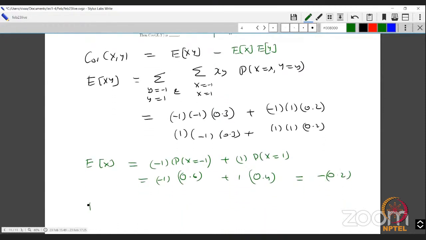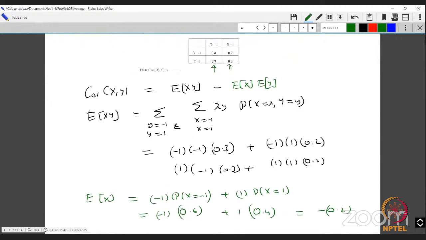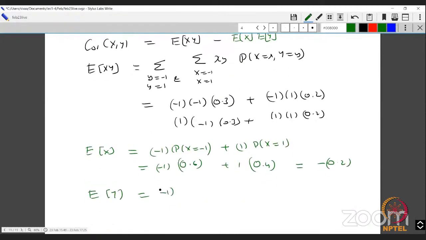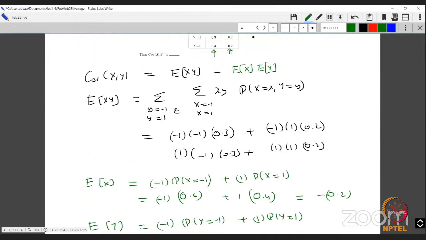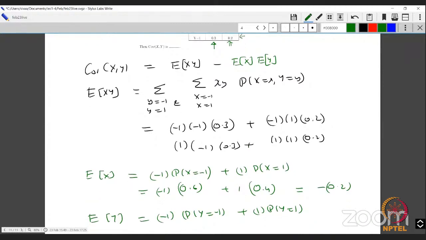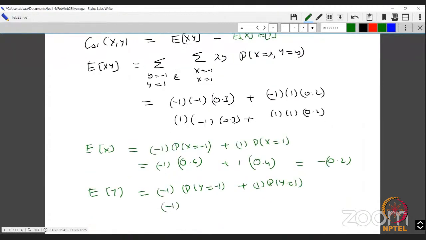The other thing you could do is E of y, which is the same thing. Y takes value -1 and 1. So it's -1 into probability y equal to -1, plus 1 into probability y equal to 1. Again, how do you find out y equal to 1? You look at this one. This sum is 0.5. This sum is 0.5. So you get -1 into 0.5 plus 1 into 0.5. So this is 0.